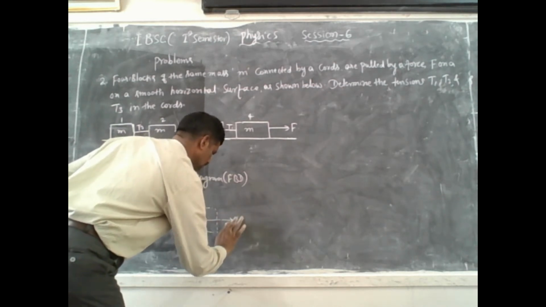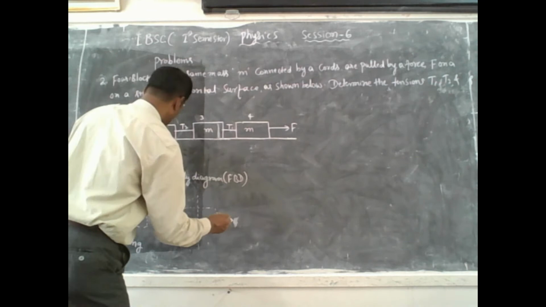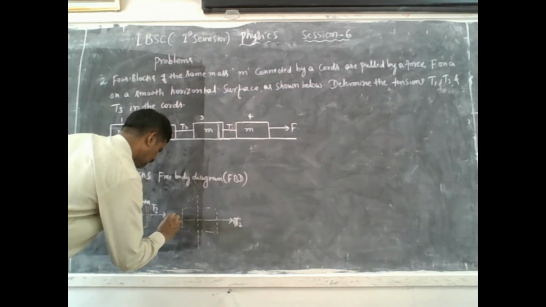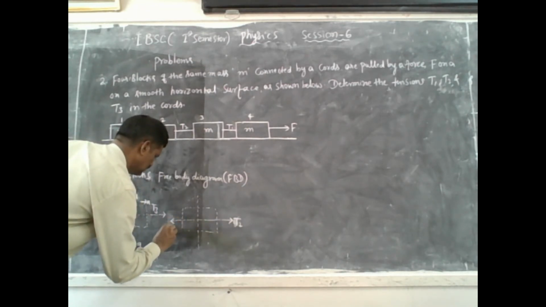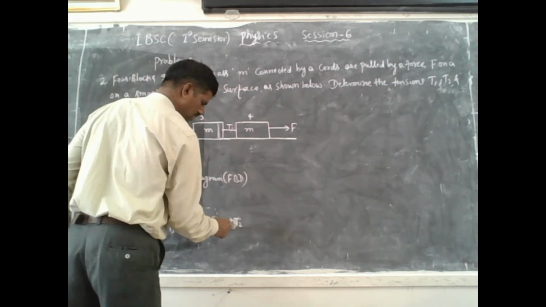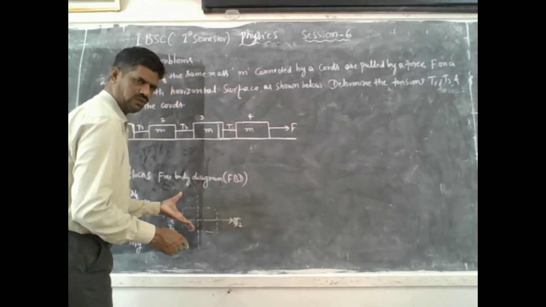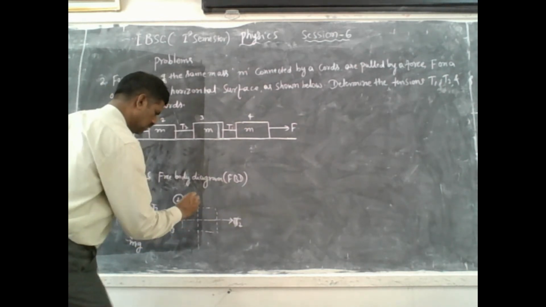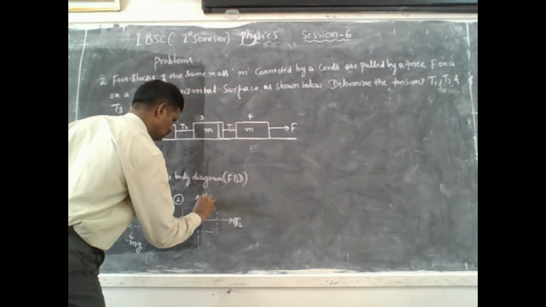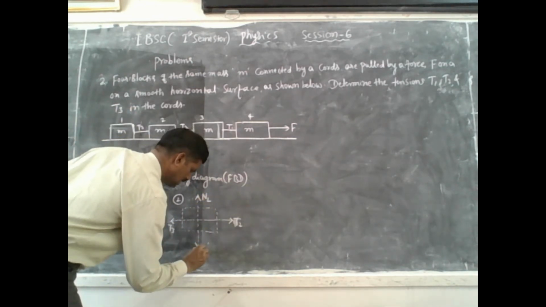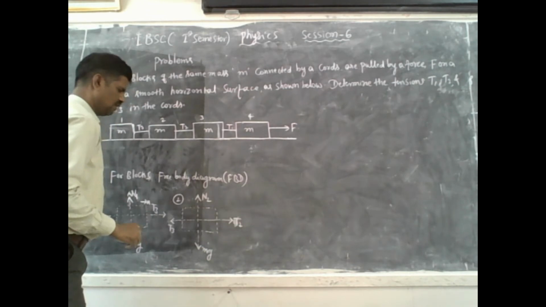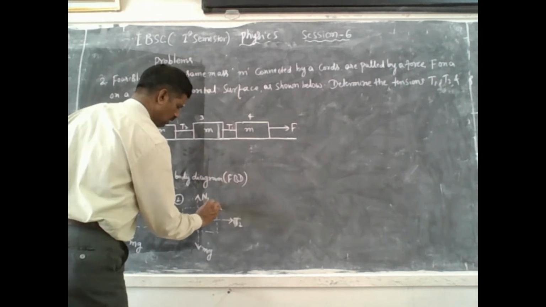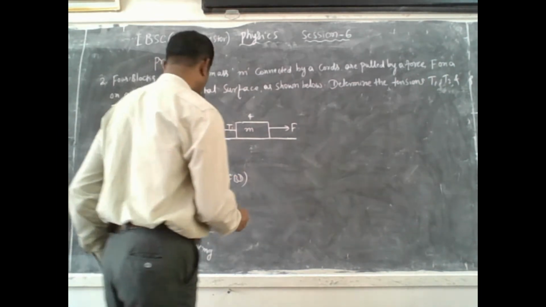N2. Sorry, here is T3, T3 is there, and T2 is there. Along the negative x-axis T3 is there, and along the positive x-axis T2 is there for block 2, isn't it? This is for block 1, this is for block 2, isn't it? So reaction is N2 and action is mg, isn't it? And also motion is A, the motion of the block along the x direction, isn't it?